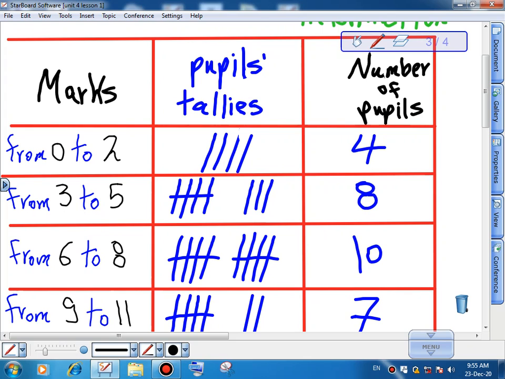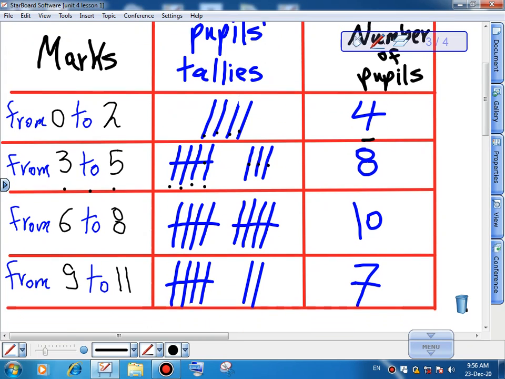Marks, the first one, marks from 0 to 2. I have only 4 students that get marks from 0 to 2, 0 or 1 or 2 marks. There is only 4 pupils: 1, 2, 3, 4 pupils that get these marks. The next type, pupils that get marks 3 or 4 or 5 marks: 1, 2, 3, 4, 5, 6, 7, 8 pupils. There is only 8 pupils that get marks from 3 to 5.